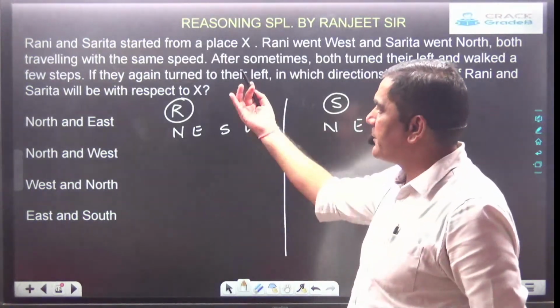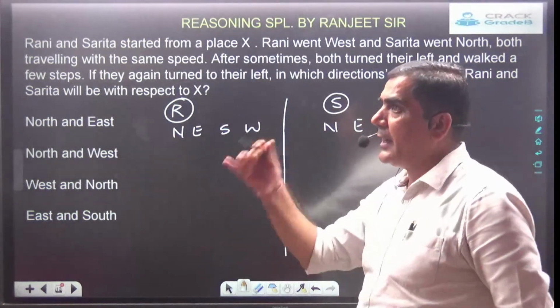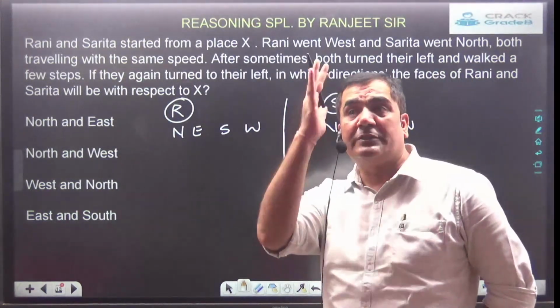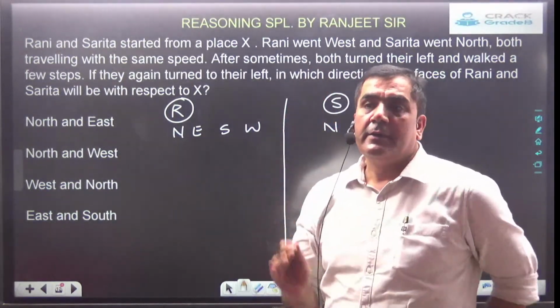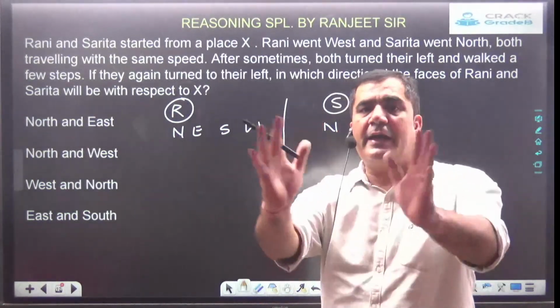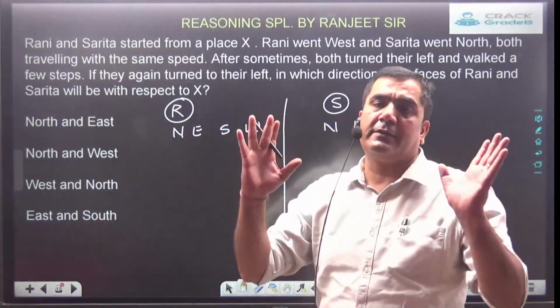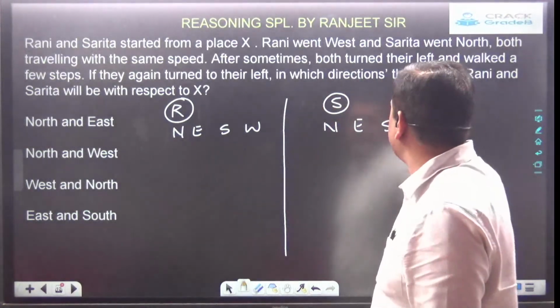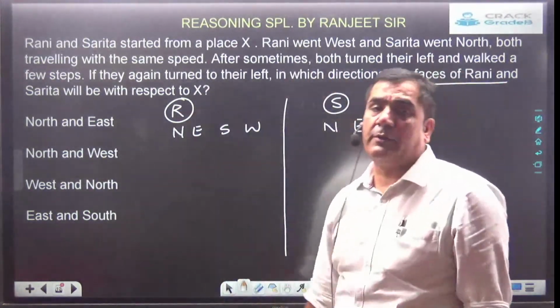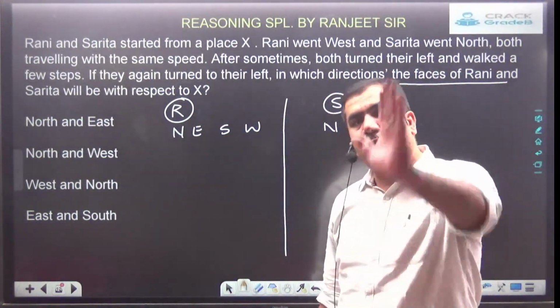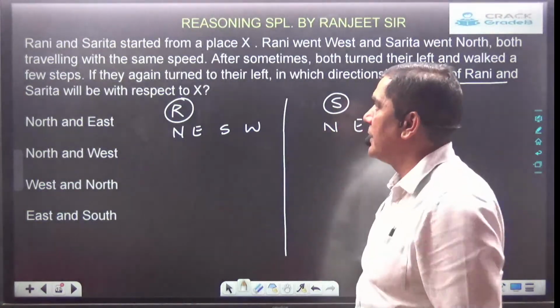So here in this one, ultimately what do I have to find? I have to find, at last, in which direction they must be moving, because their face should be in the same direction in which they are moving. Here they are asking in which direction the faces of Rani and Sarita will be. It means at last they are moving in which direction? This is the question. So let's start.